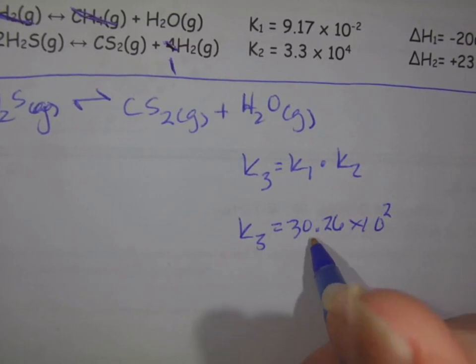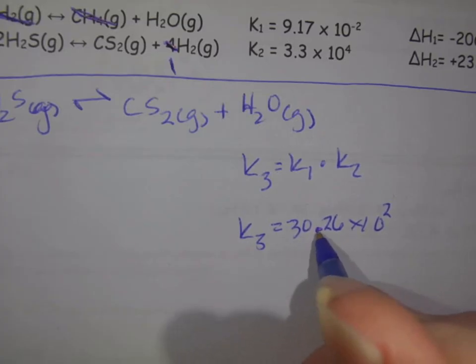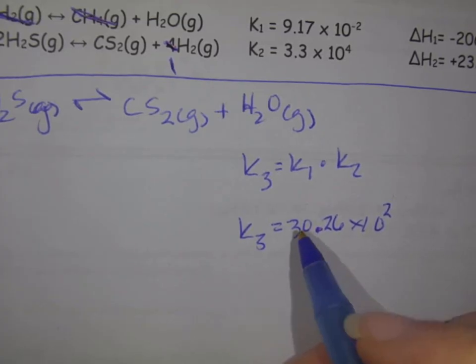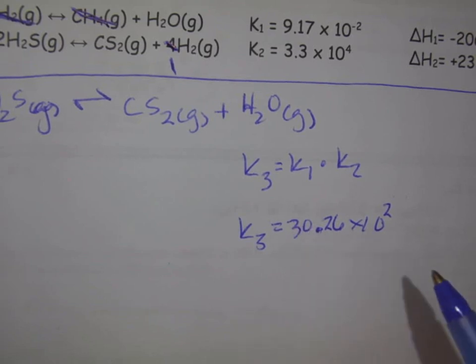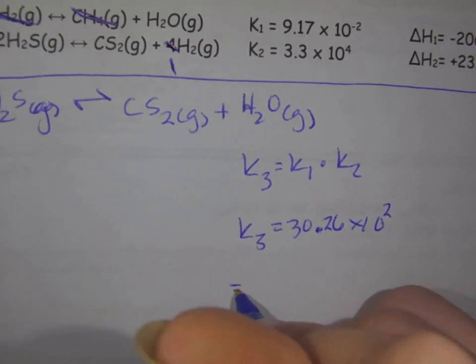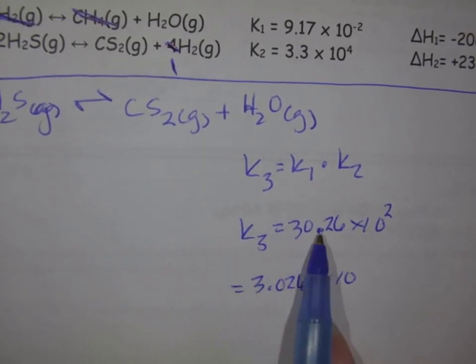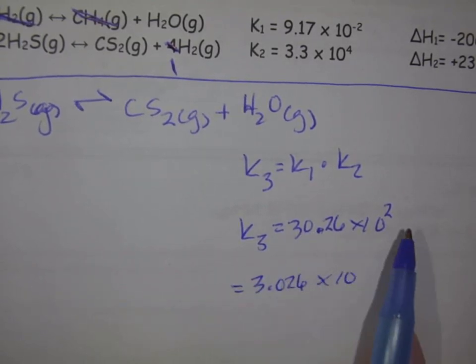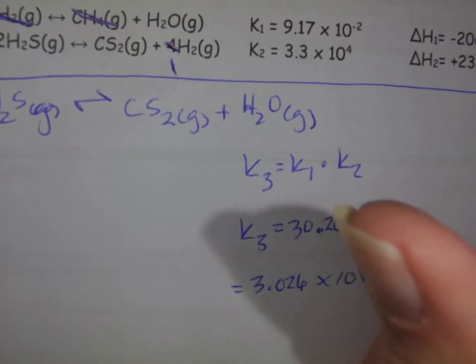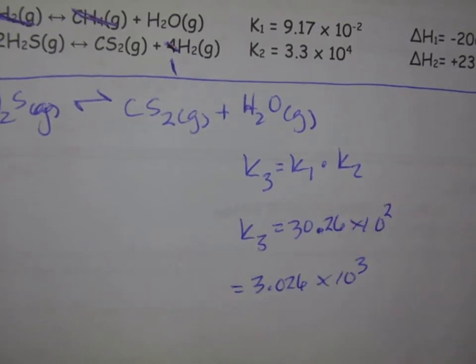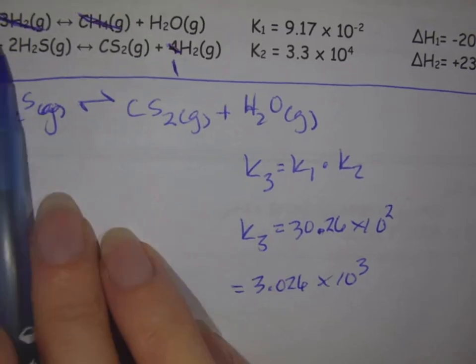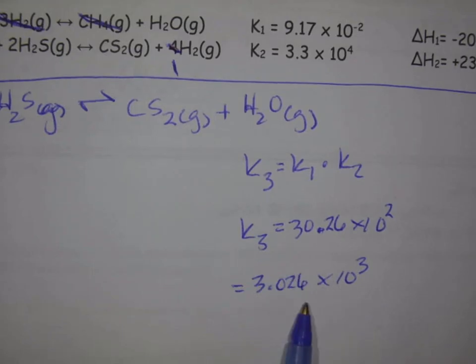Okay? And proper scientific notation would just have a single place, like we'd move this over, we'd have one digit in front of the decimal and then any number after that. And so it'd be 3.026 times by 10. And since we made this number smaller, that makes the exponent bigger, and so that would turn into a 3. So that our K3 value equals that. All right, great. So K values, when reactions add, K values multiply.